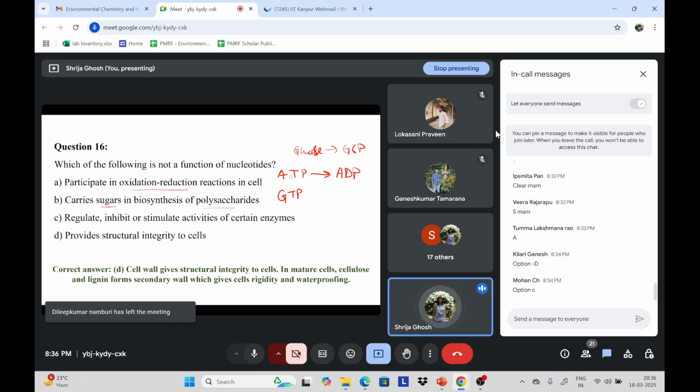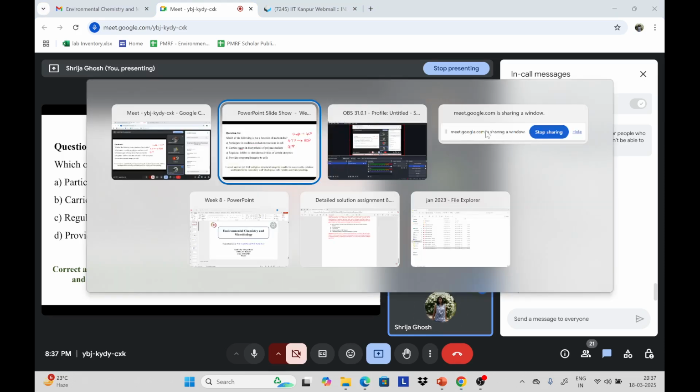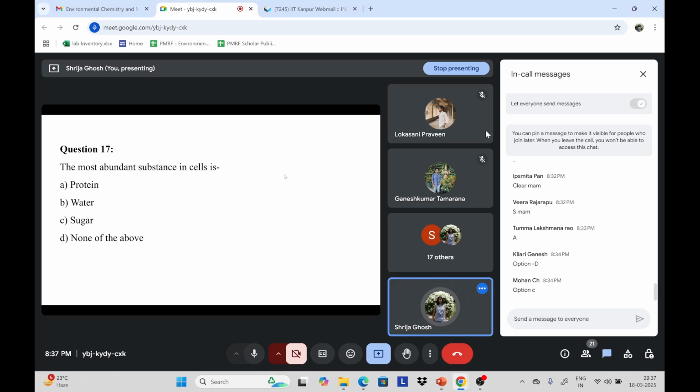So option D is the correct answer. That is not the function of nucleotide. Nucleotides have nothing to do with the structural integrity. They are part of the nucleic acids and they are part of these reactions. Okay. That's clear to everybody.